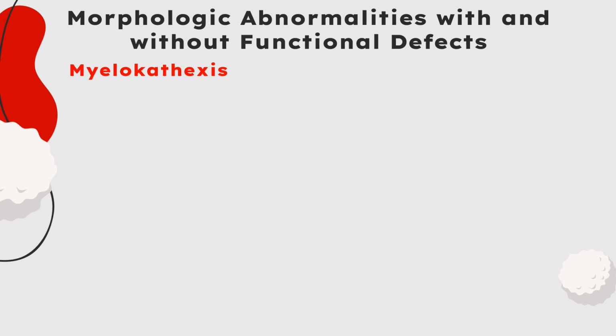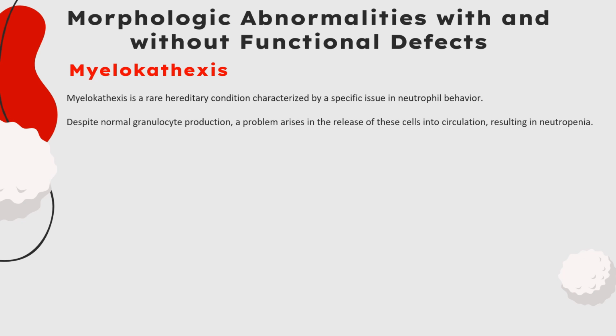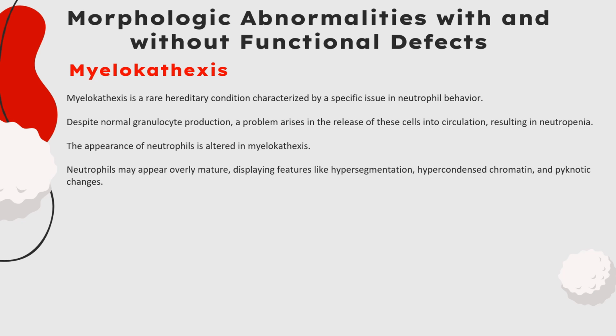Now, let's delve into myelokathexis, a rare hereditary condition that affects neutrophil behavior. Despite normal granulocyte production, a unique problem arises in the release of these cells into circulation, leading to neutropenia. The impact on neutrophil morphology is quite striking in myelokathexis. Neutrophils may appear overly mature, displaying features like hypersegmentation, hypercondensed chromatin, and pyknotic changes. Additionally, the presence of cytoplasmic vacuoles is observed, a telltale sign of this condition.